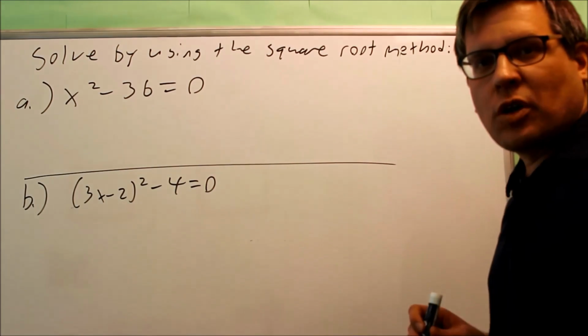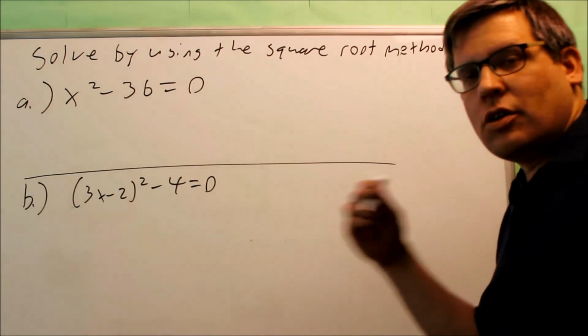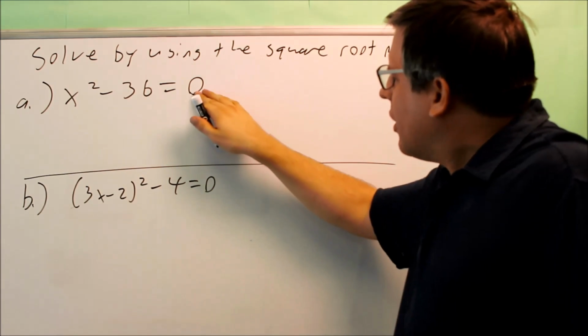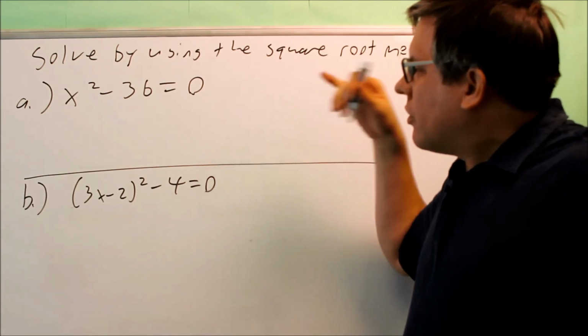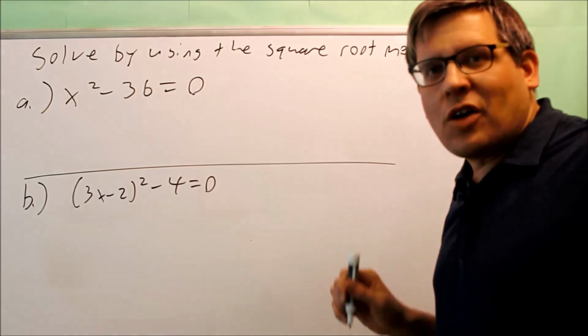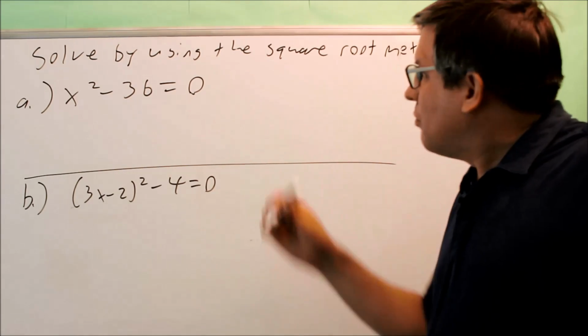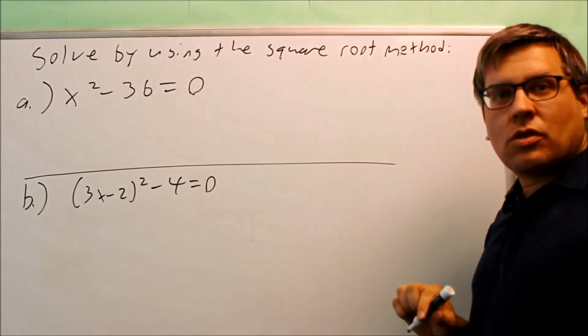We want to solve each of these by using the square root method. So this is another different method for solving something where you have a quadratic equal to 0. This one could be solved by factoring. I could do the difference of squares, x plus 6, x minus 6, but it asks us to solve it by using the square root method.